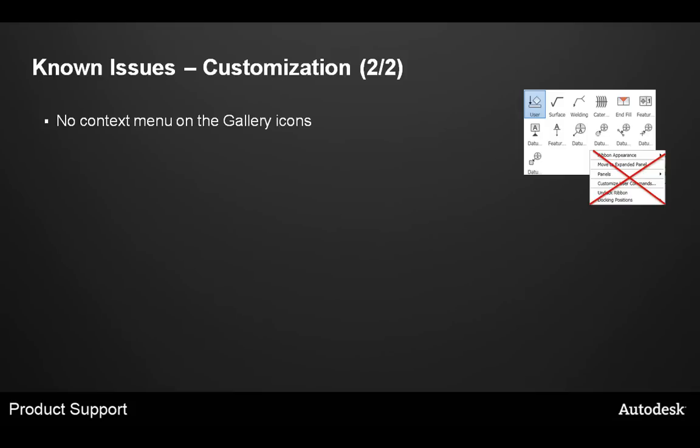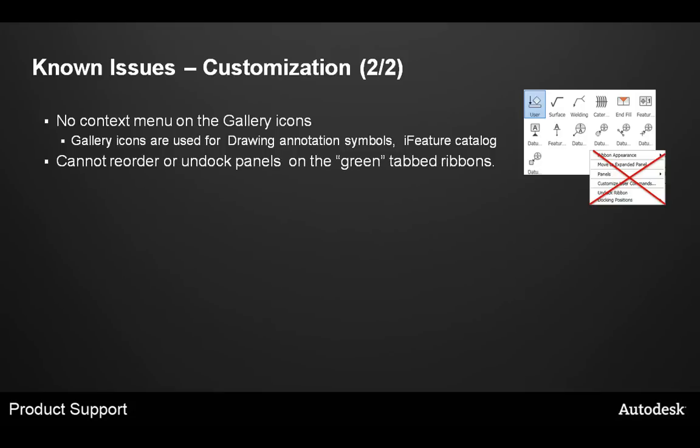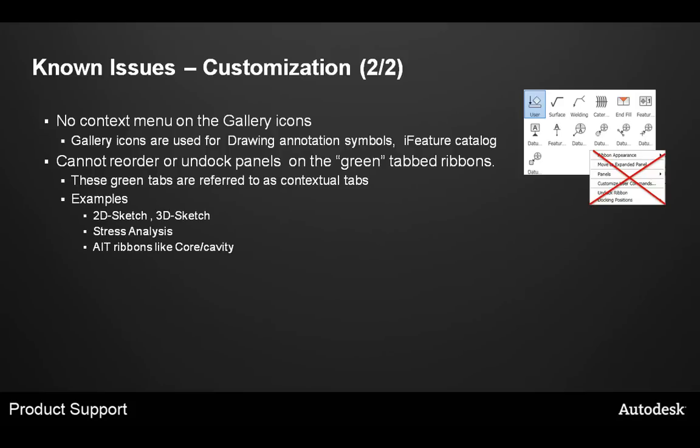Some more known issues on customization. There is no context menu on the gallery icons. You see here the 5 or 6 context menus will not show up in drawing symbols, for instance. You cannot reorder or undock panels, like I said before, when the ribbons are in the green status. So this applies to several contextual tabs, and I give here a couple of examples: 2D sketch, 3D sketch, stress analysis, AIT ribbons like core and cavity.